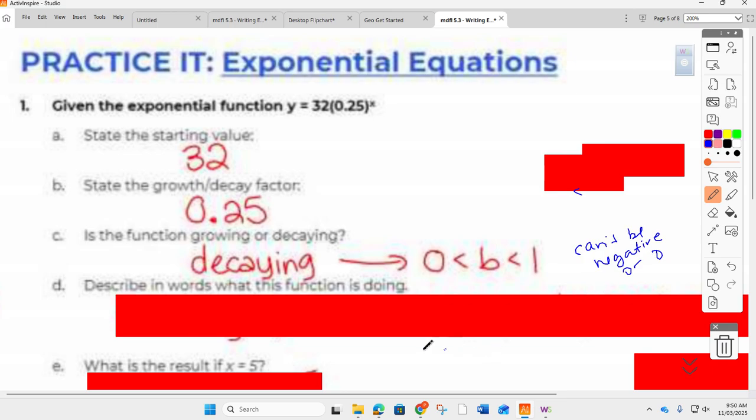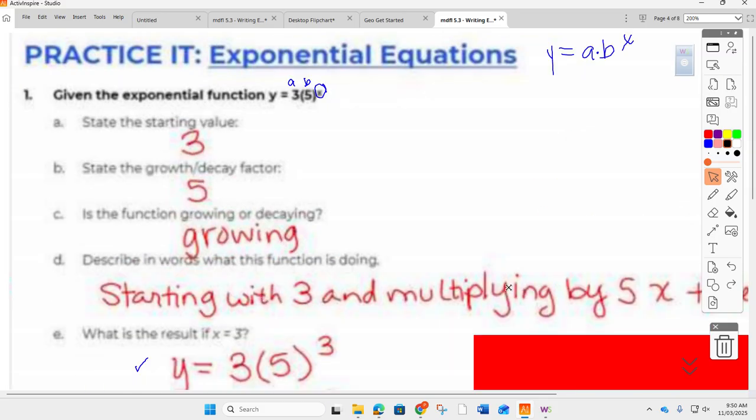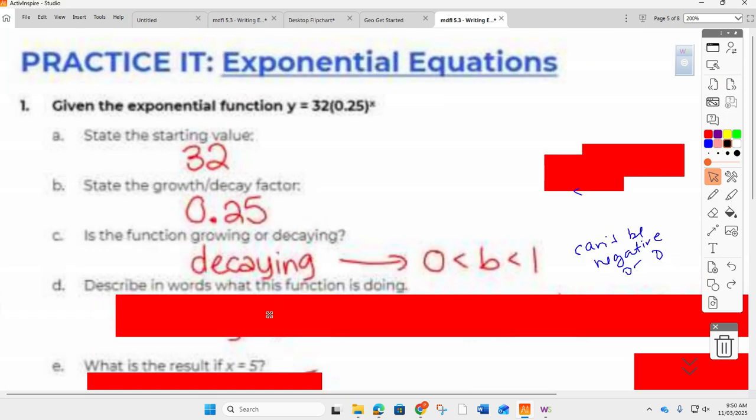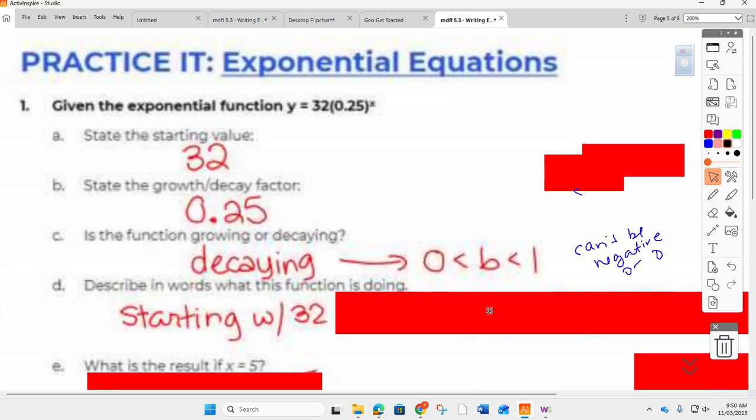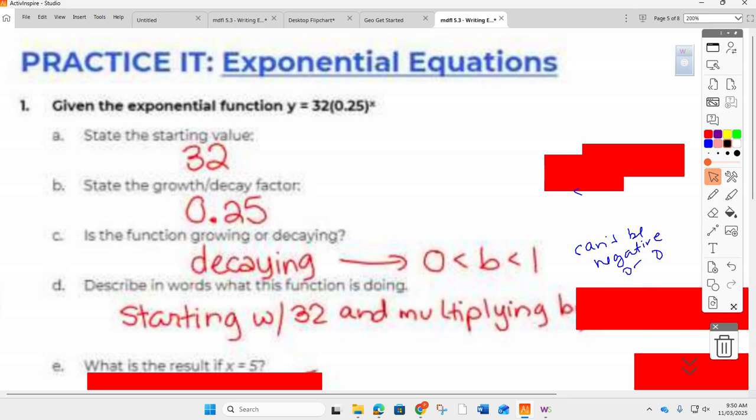So describe in words what this function is doing. Can you tell me what this function is doing, Joseph? There's no 5 there. So remember the last one we said starting with 3 and multiplying by 5 x times. If we describe this one that way, what's it starting with? Okay, so starting with 32, and what are we multiplying it by? And how many times? Yes, that's all.